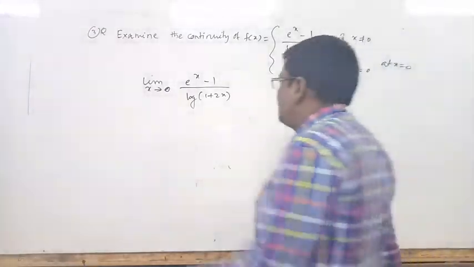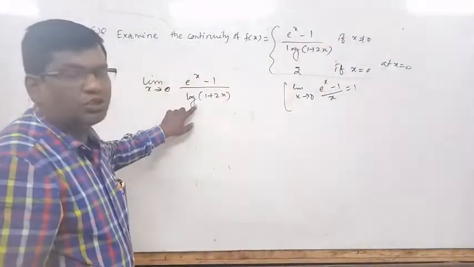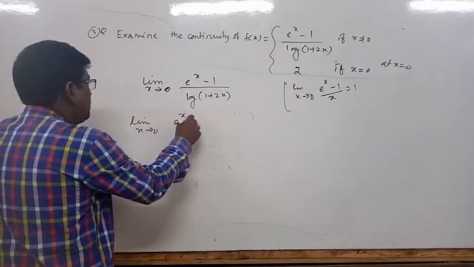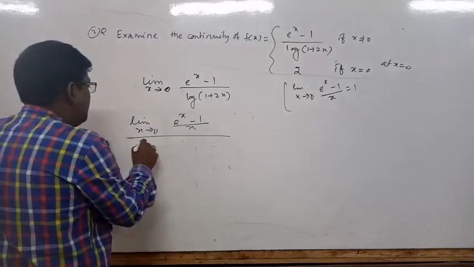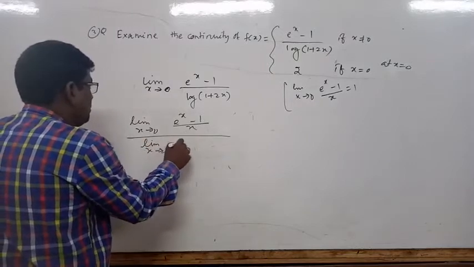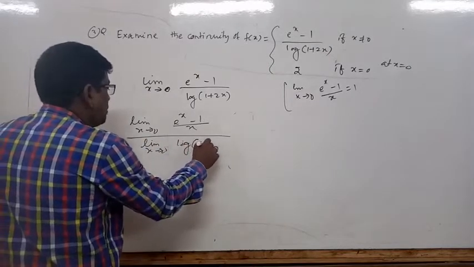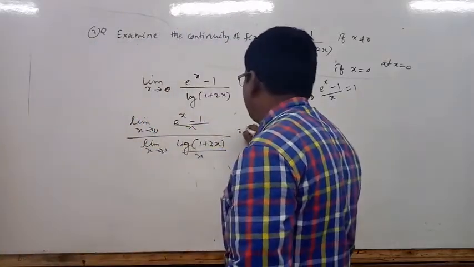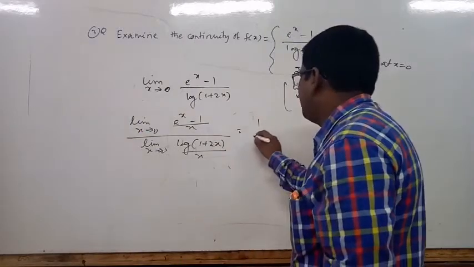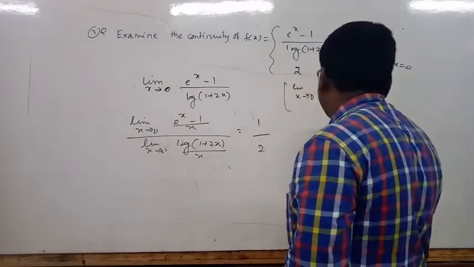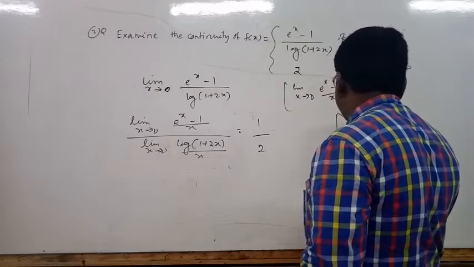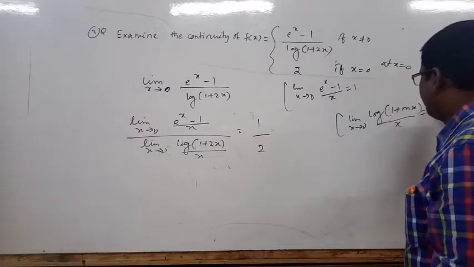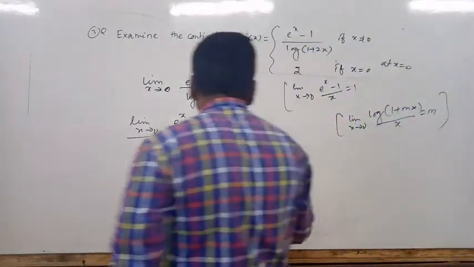So this requires division by x and this also requires division by x. So we can write limit x tends to 0 e to x minus 1 by x, again limit x tends to 0 log of 1 plus 2x by x. This is equal to 1, and this is equal to what? 1 by 2. By formula limit x tends to 0 log 1 plus mx by x is equal to m. So this is 1 by 2.